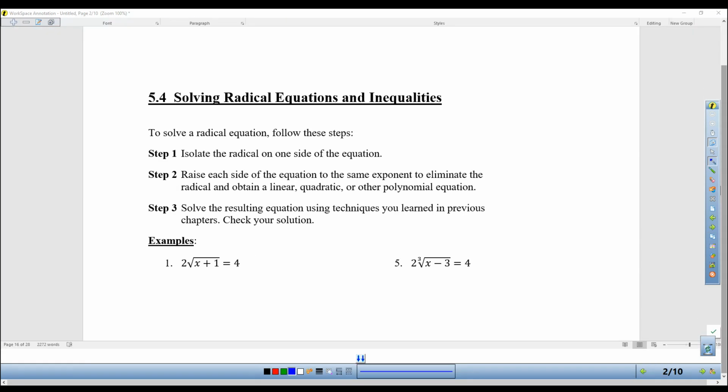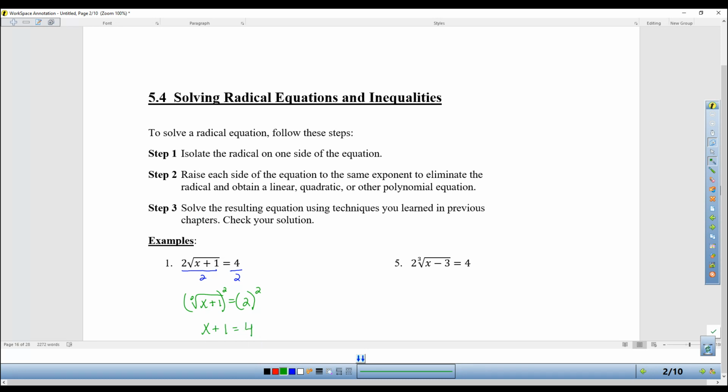But here I'm going to do number 1 for you. So your first step is to isolate the radical, which I can do by dividing both sides by 2. Now I have the square root of x plus 1 is equal to 2. Second step, raise each side of the equation to the same exponent to eliminate the radical. So you can't see it, but this is square root. There's a little 2 there. So I'm going to raise it to the power of 2. Square roots and squares are inverse functions, so they cancel each other out.